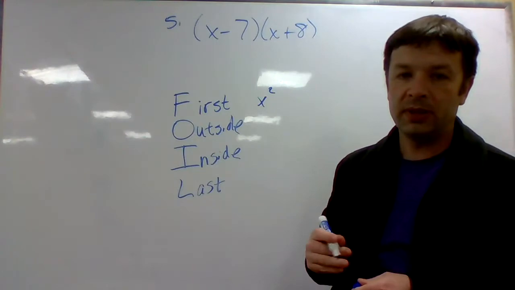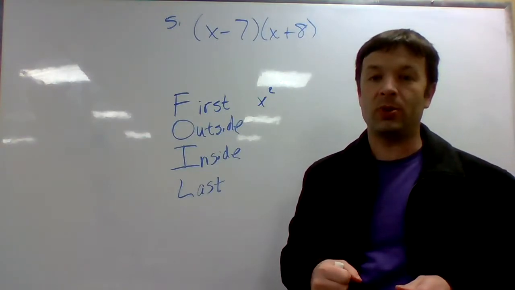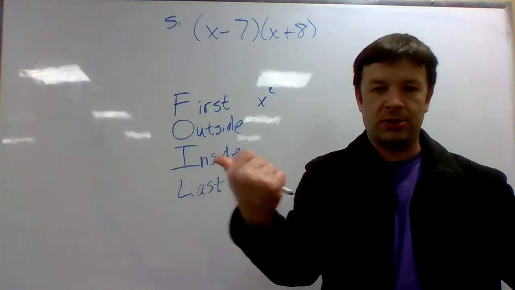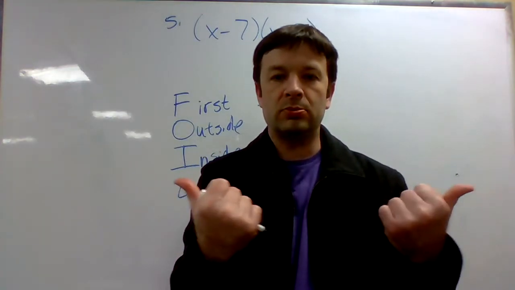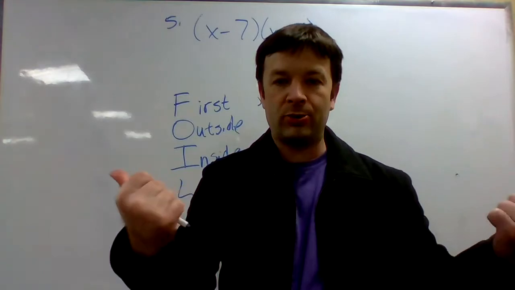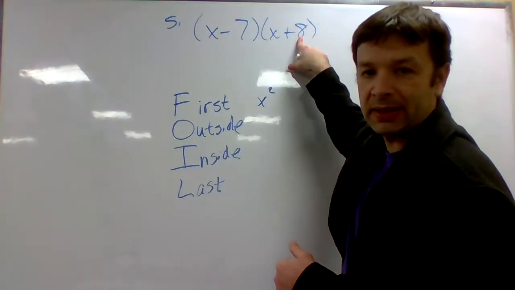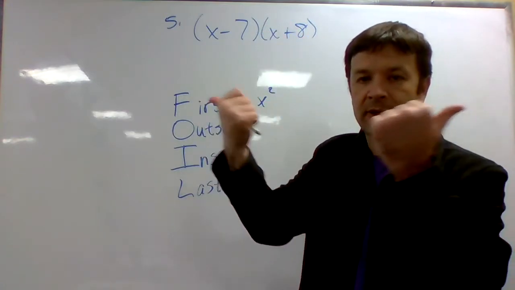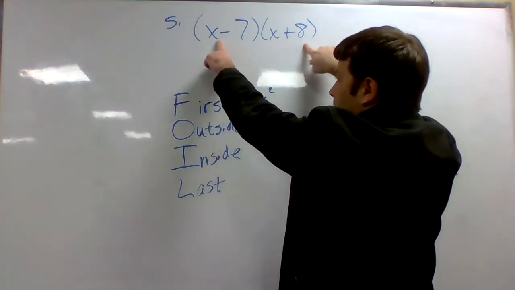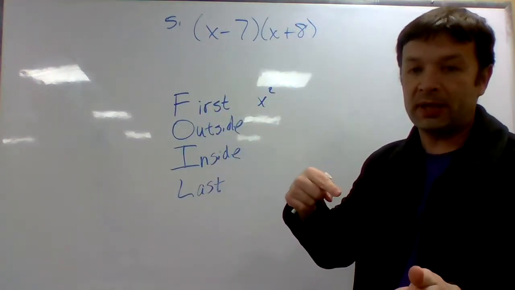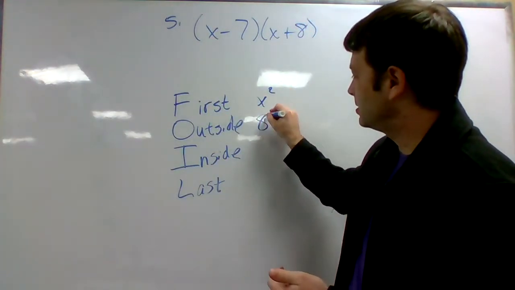x squared. Okay, and then it says outside. What does outside mean? Outside means going outwards. So what values are out? That would be x times 8. You see that? Going outside, we get to x and 8. So x times 8, or 8 times x, is just 8x.